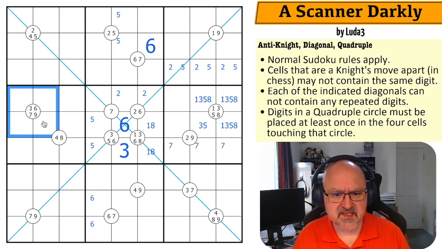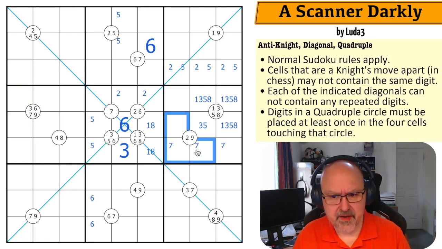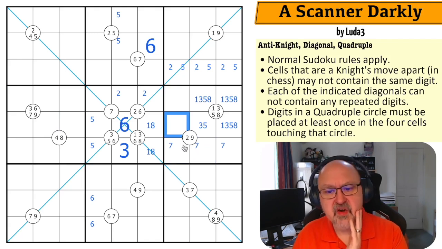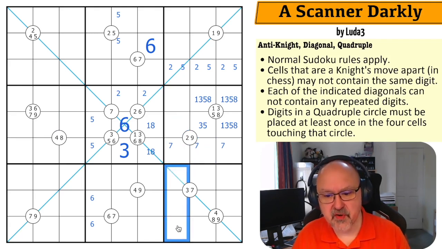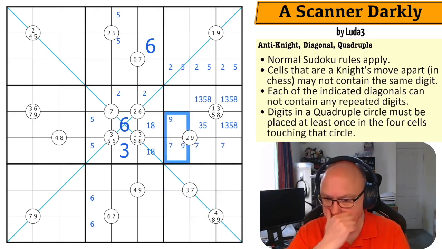This is 3, 6, 7, 9. We know 2 and 9 are in there. 9 is in one of those two because I can't put 9 in here because of this quadruple, and I can't put 9 in here. So 9 is in one of those two.